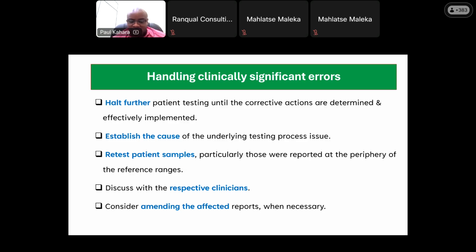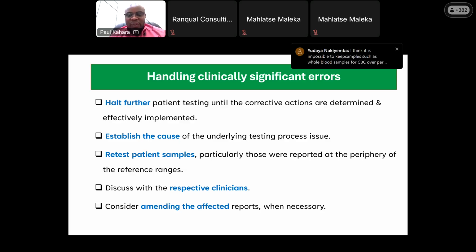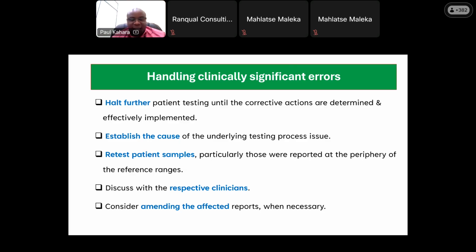I know it can be quite an expensive affair, and you may not want to repeat all the samples. You may probably pick a few samples, repeat, and see whether that error was being translated even for inpatient testing.